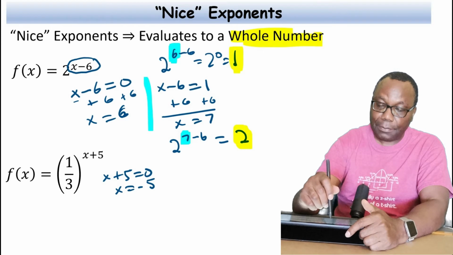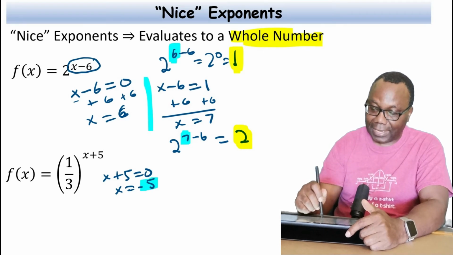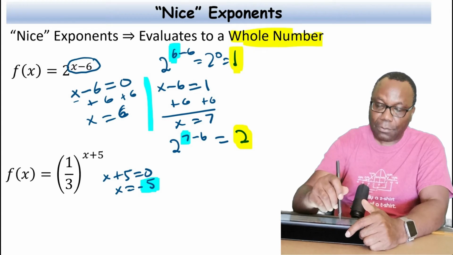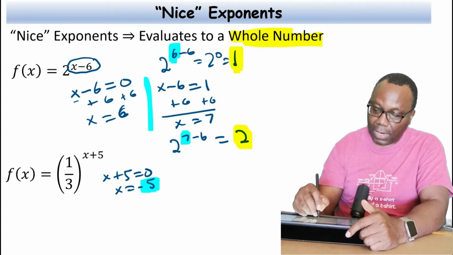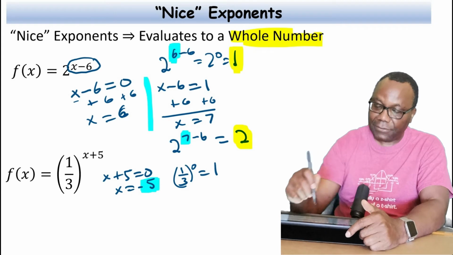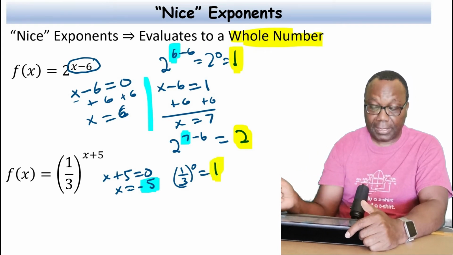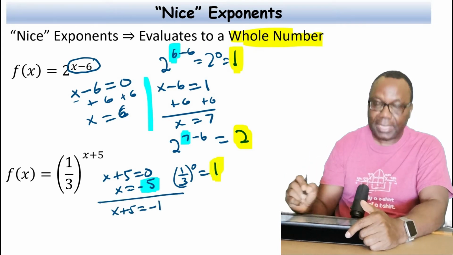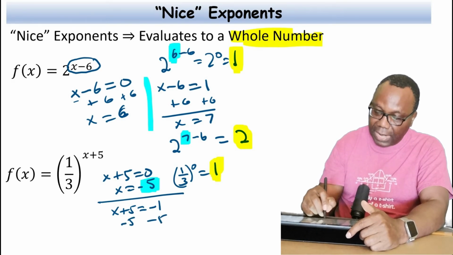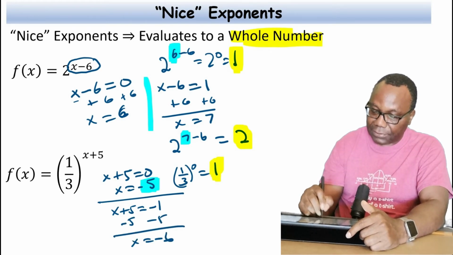So x has to be -5 if you subtract 5 from both sides. So a nice input is -5, and that will give me a nice output, or a whole number output, of 1/3 to the power of 0, which is 1. So when the input is -5, the output is 1, which is good.